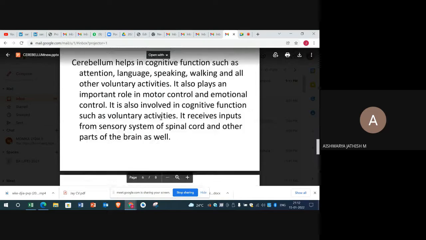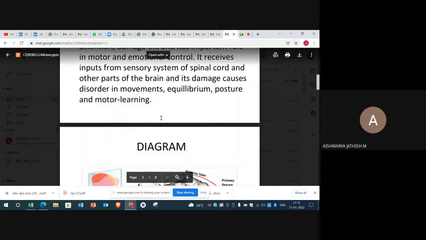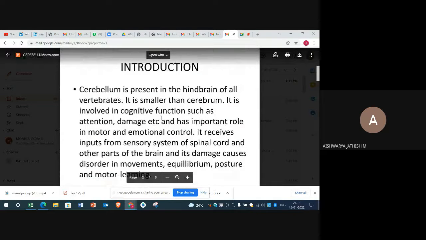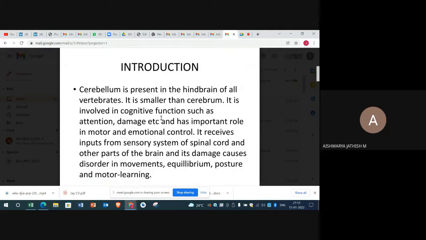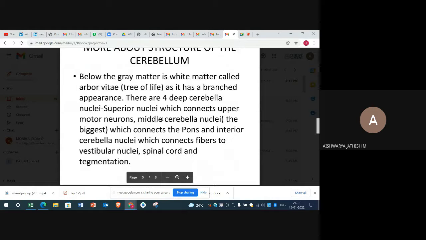Thank you. Here I'll give a quick recap. The cerebellum is part of the hindbrain. It is smaller than the cerebrum. It helps in cognitive function, and also plays a very important role in motor and emotional control.